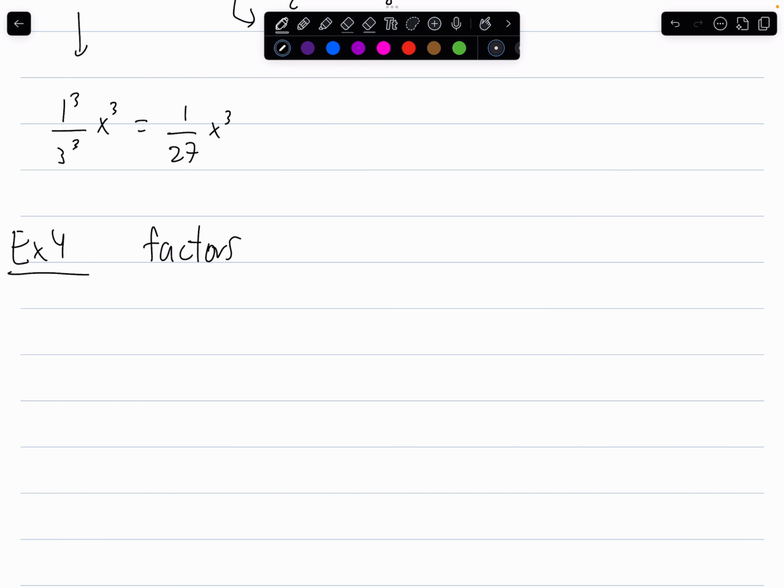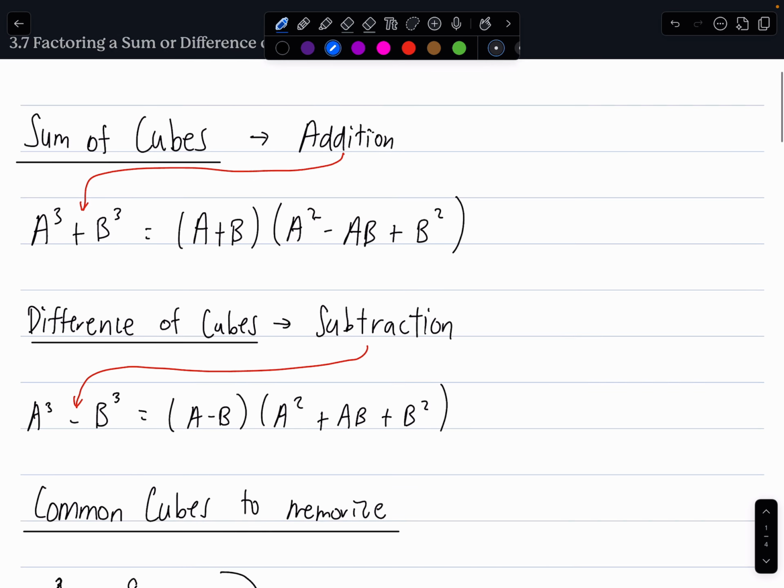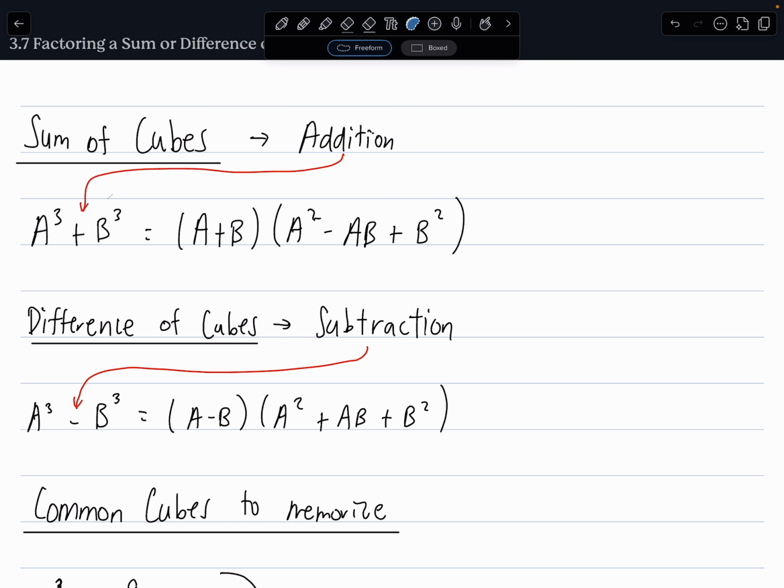So let's say you have something like this: x minus 3 cubed plus 3x minus 2 cubed. So this one's actually pretty easy, right? Right away we can tell that this is a sum, not a difference. It's going to be a sum, so we're going to have to use the other equation. So let's pull up that other equation first. So the sum, we're going to pull out this equation.